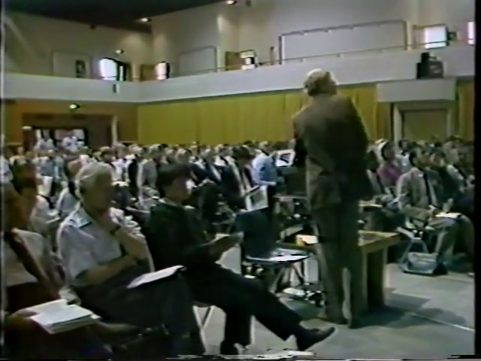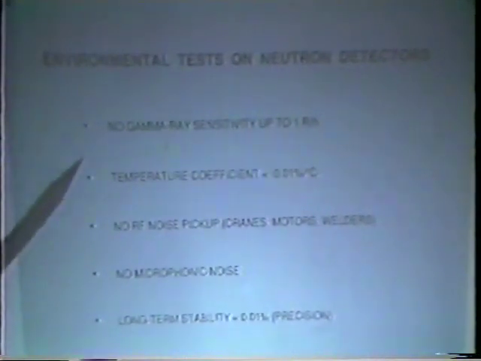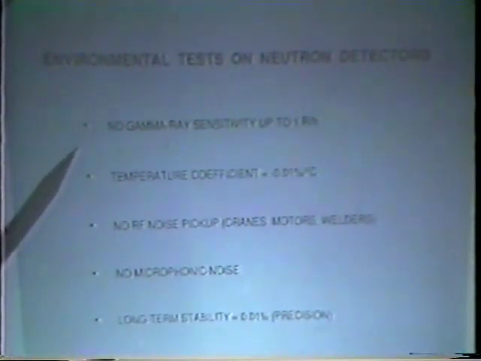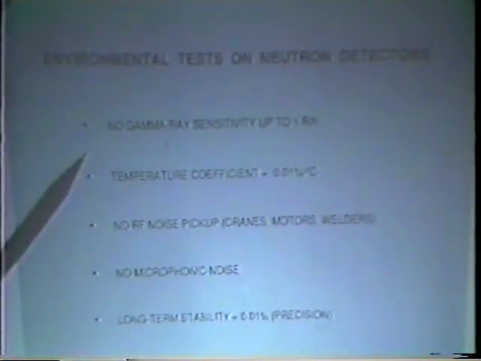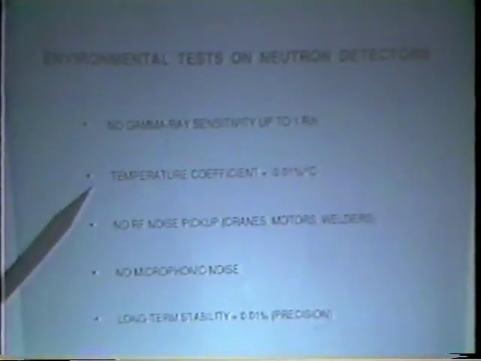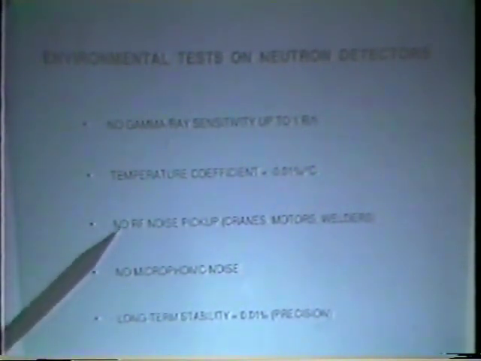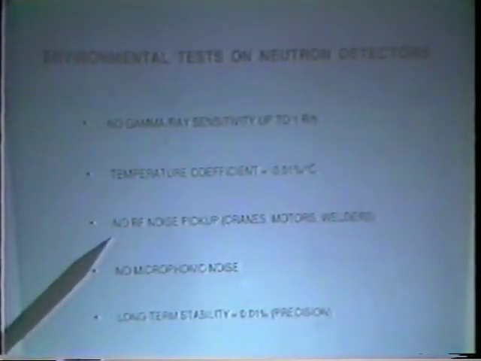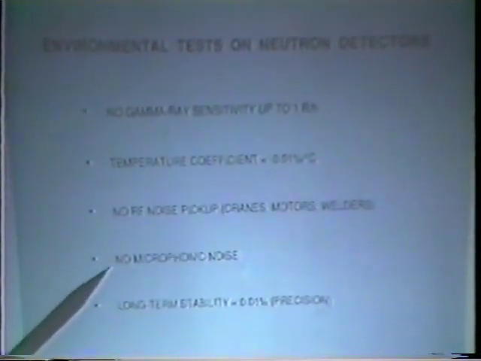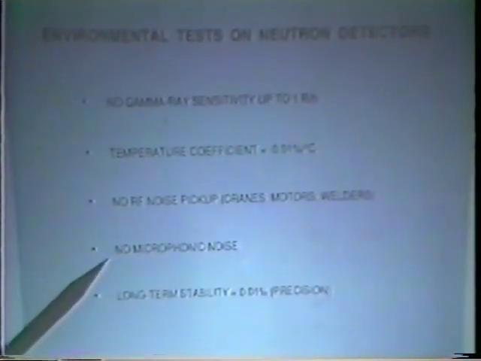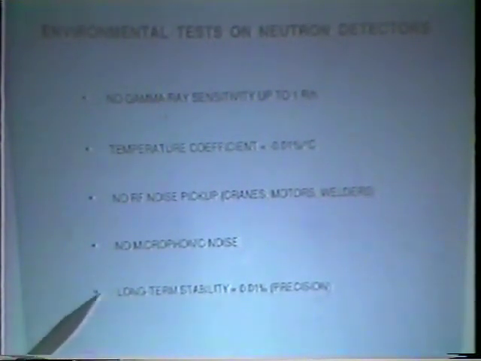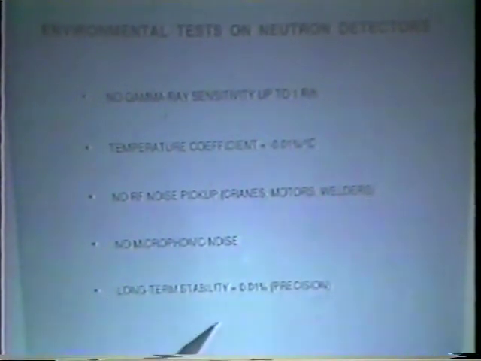Environmental tests that we've put the detectors through include gamma ray sources at the sample position up to 1 rad per hour with no counts, and temperature cycling with a coefficient of 0.01% per degree C. I already mentioned the electrical noise. Microphonic noise, we've done many tests and show we don't pick up microphonics. And the stability over a period of a month is 0.01% using a constant source.